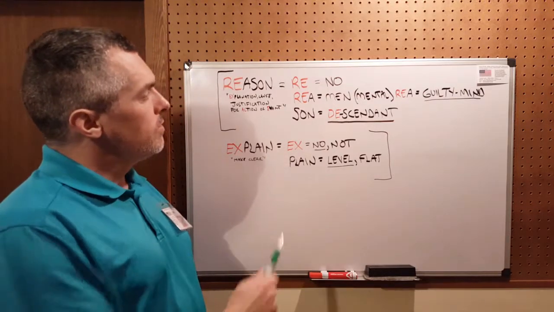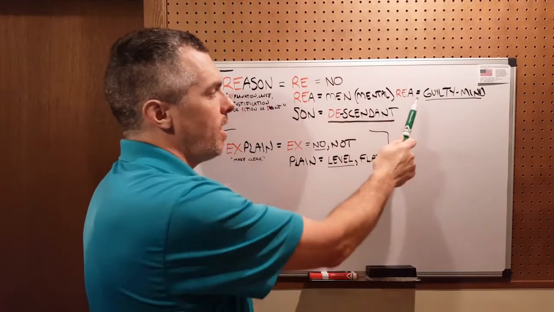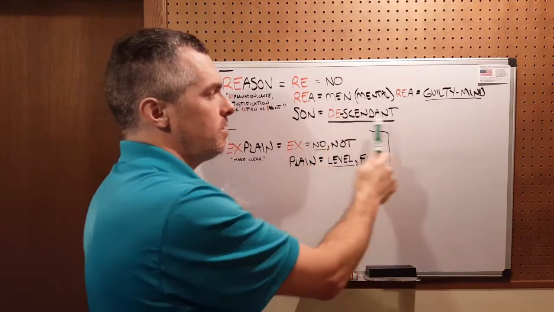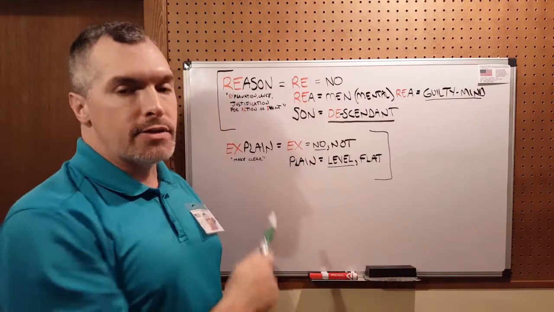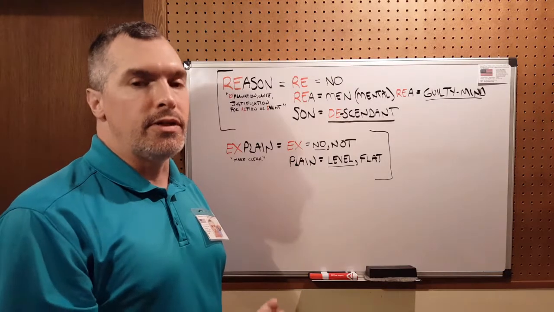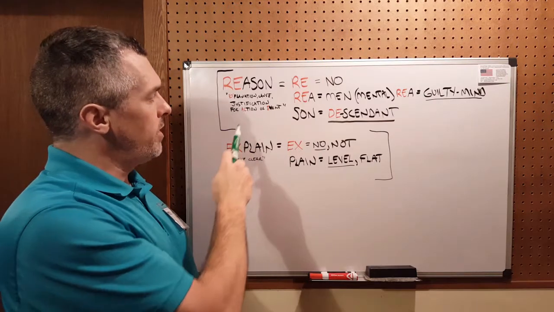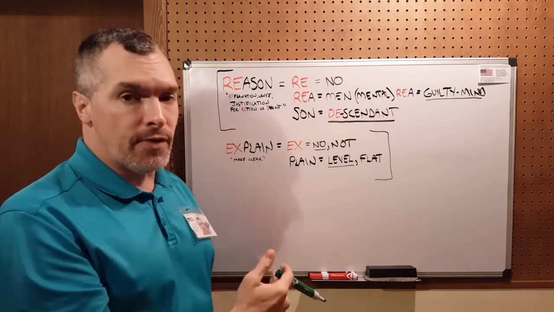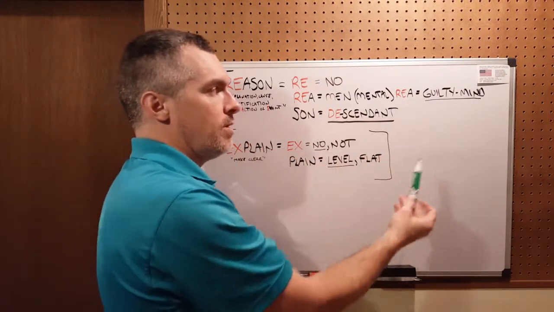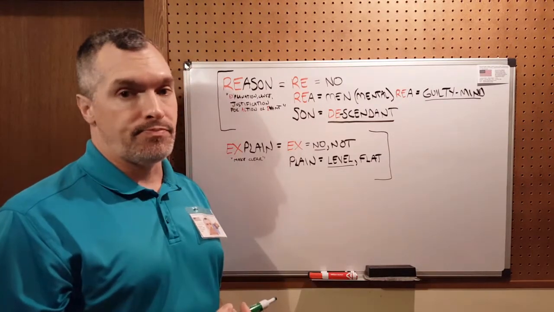Going further, the first syllable REA in Latin is mens re, which men means mental, re means guilty, so re means guilty mind. And the second syllable, son, which means descendant or to give birth. So the word reason, whatever it is you're explaining or justifying, they're telling us that it descends from a guilty mind. It's not quite what I thought it meant.